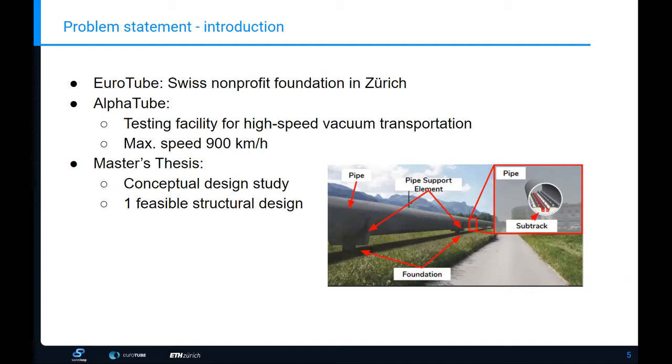And my master's thesis task is to do a variation study, so in the conceptual design phase, and choose the best or the most convincing concept for structural design and show that it's feasible.